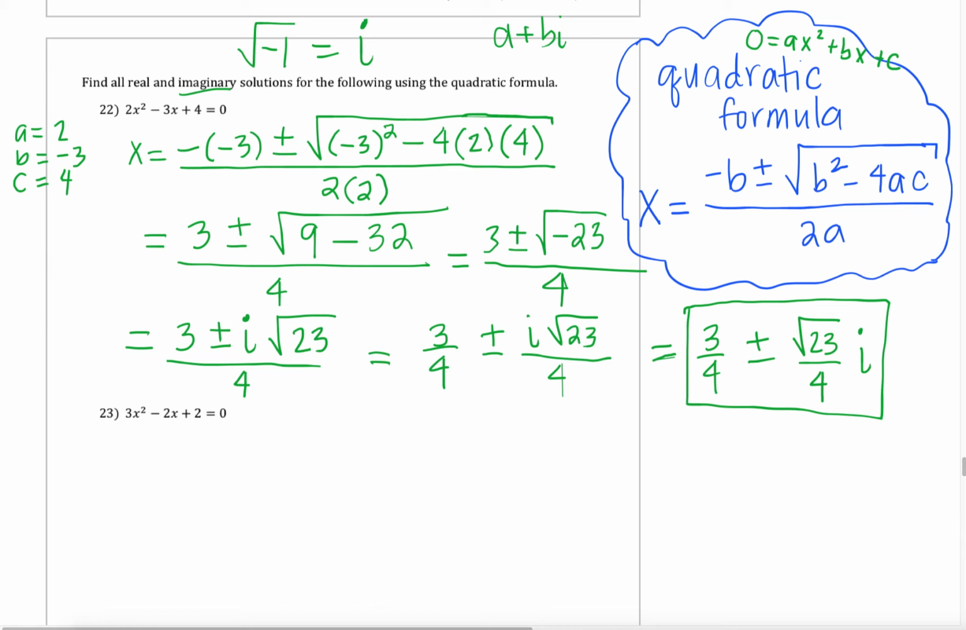So lots of this is similar to what we did before with the quadratic formula and solving. Now we're just taking it a step further. When we get the square root of a negative number, we can simplify that using our imaginary unit and then continue to break it apart so it's in the form a plus bi.